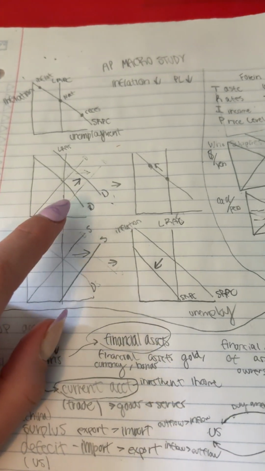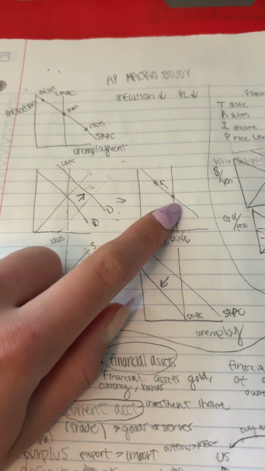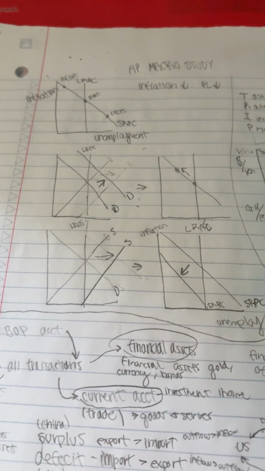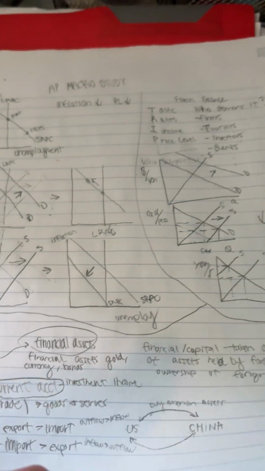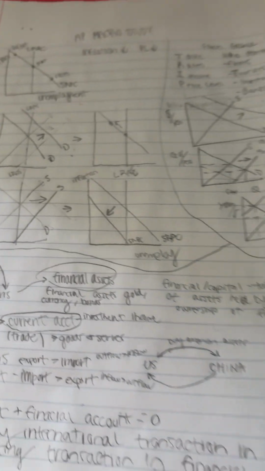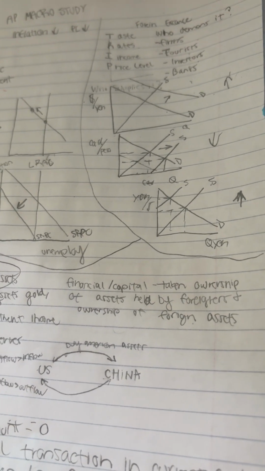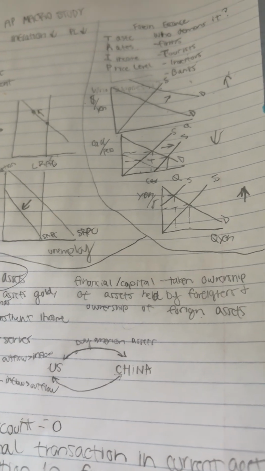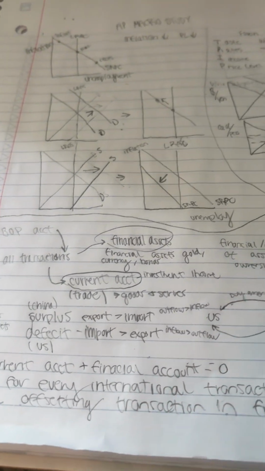And then if demand increases, there will be a leftward shift along the Phillips curve, and if supply increases, the whole line will shift, but it will shift left. And then let's see if I did all of them. Yeah, I did.